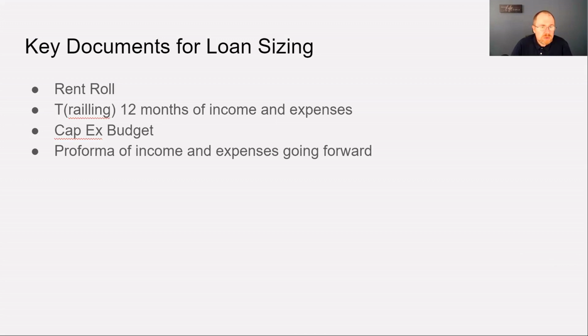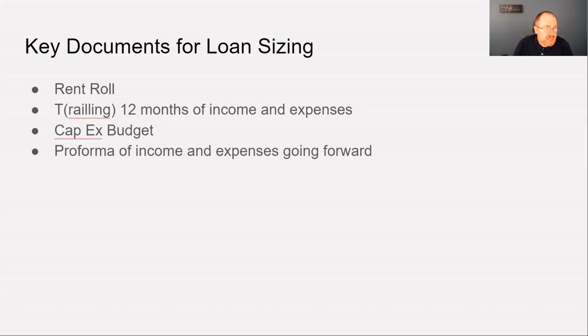So what do you need for loan sizing? The lender is going to require a rent roll and the trailing 12 months of income and expenses of the property. Both of those come from the seller side. And by the way, sometimes I have students who are looking at deals where there's no paperwork, there's no trailing 12. So now it becomes a little more difficult to work on getting some kind of loan.